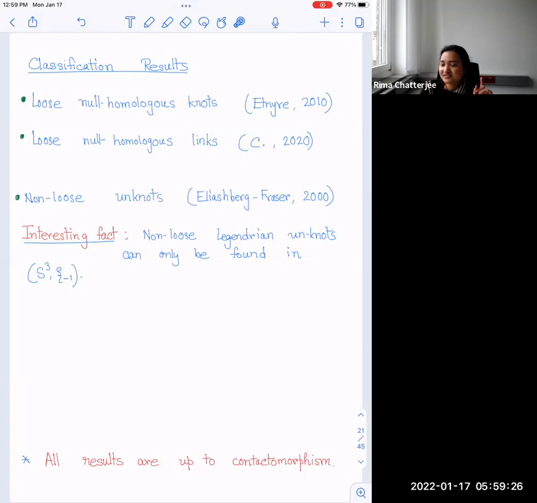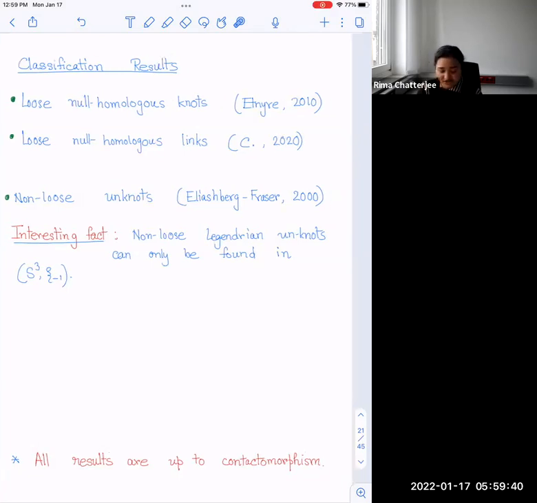So this tells us that these non-loose Legendrian knots are rare. You cannot really find them in every over-twisted contact structure. Okay, so this was the first result. The second candidate is, of course, the torus knots.